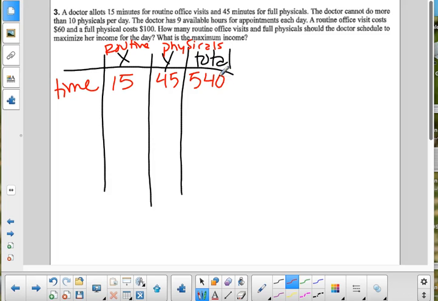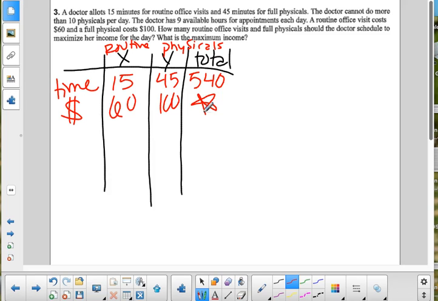What else do we know? How much money? Yeah. How much money is a routine? How much money is a physical? How much total money? Star. That's our goal. She wants to see how much money she can make in a day. And then this is where this one's a little bit unique. What's the only other number we're given? That 10. Okay, so is it 10 physical, 10 routine, or 10 total? 10 physical.